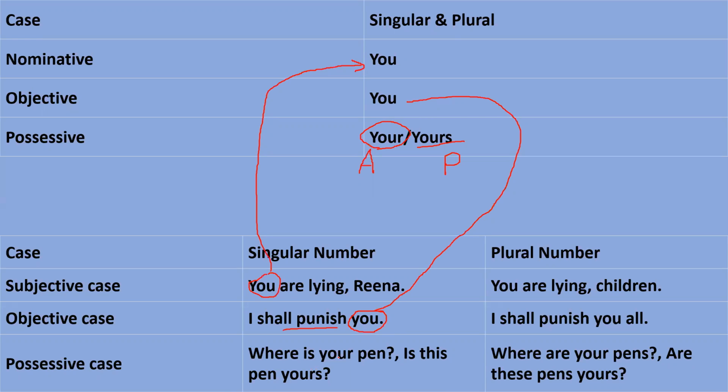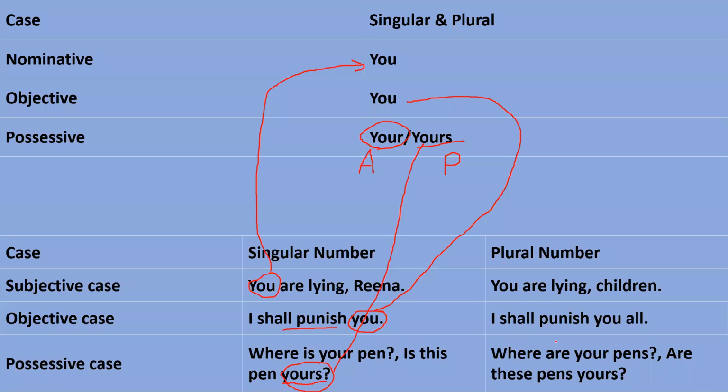But see this example. Is this pen yours? So this yours shows the possession, right? So that's why that's a possessive case pronoun, right?